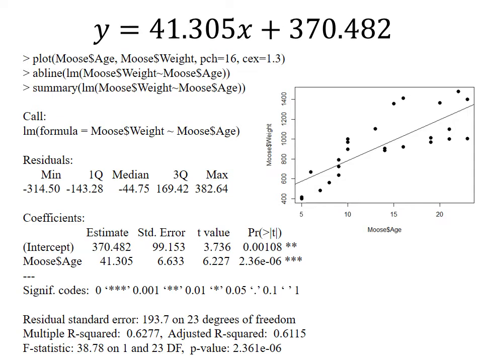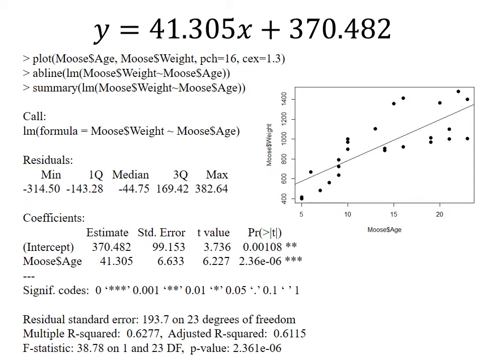So here at the top of the slide, there's my equation of my line. y equals 41.305x plus 370.482, where x is moose age and y is moose weight. So there's the first column of it. The second column gives me the standard error. That tells me the variation in these based on this data set, these 25 moose. So that 370 has a standard error of 99. The 41.305 has a standard error of 6.63.